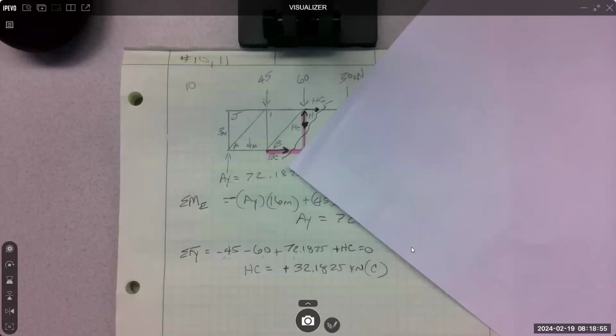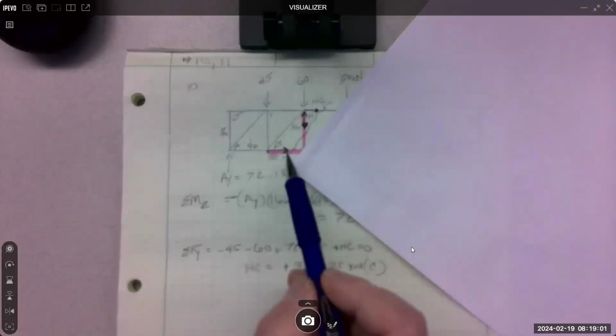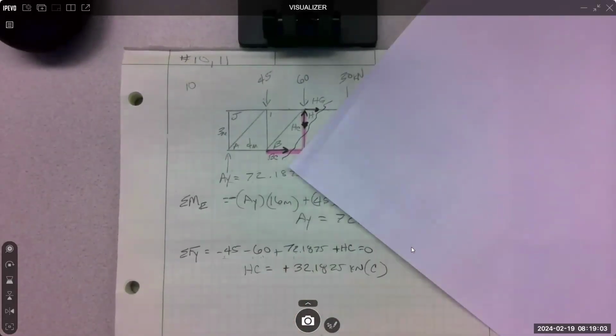Then I think I heard Sean say do a moment at H. Is that right? So moment at H, we have three things dropping out and we can find BC. Great idea. Sum moment at H. So we have to include all of them. I'll put BC in first. BC times 3 meters, and its rotation would be counterclockwise positive.